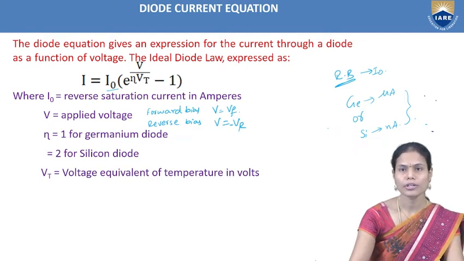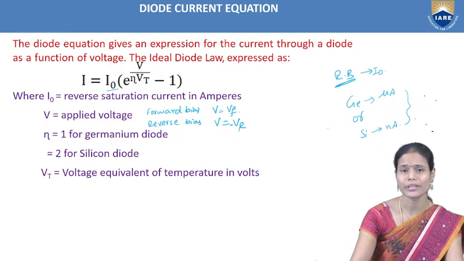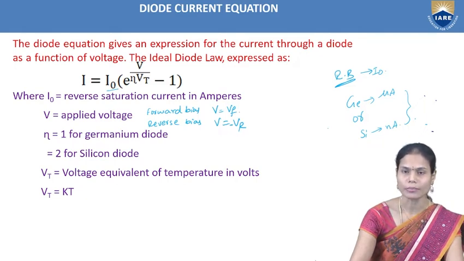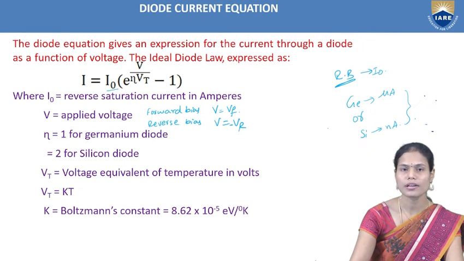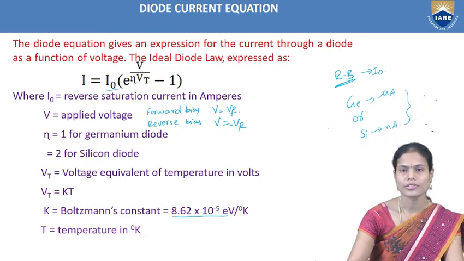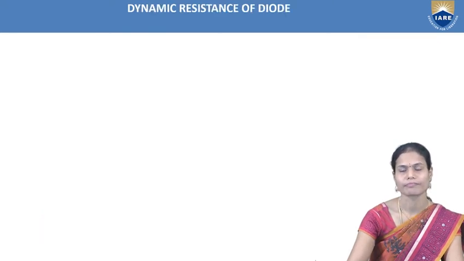And Vt is nothing but the voltage equivalent of temperature. That is, temperature in terms of voltage is what we are representing here. In order to calculate this Vt value, it is equal to kT. Here k is nothing but the Boltzmann's constant, and the value of that is 8.62 into 10 power minus 5 electron volts per degree Kelvin. This is the standard value we need to remember to solve the problems. And T is nothing but temperature in degrees Kelvin.